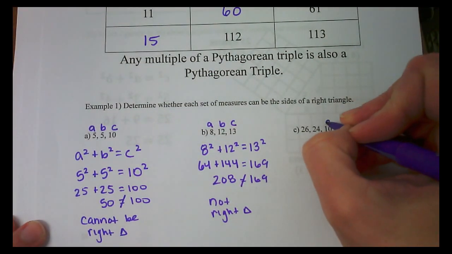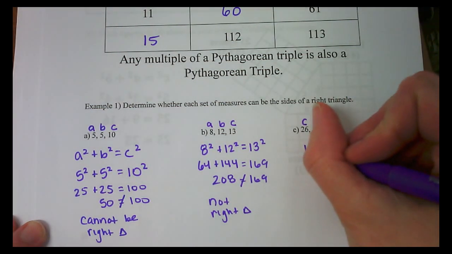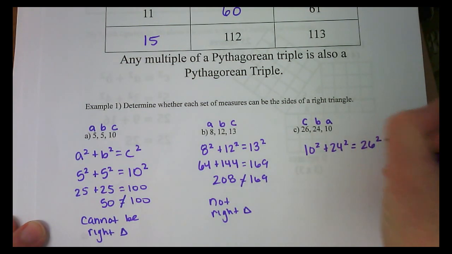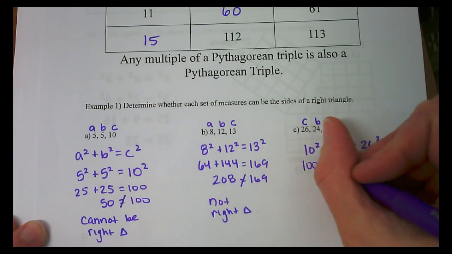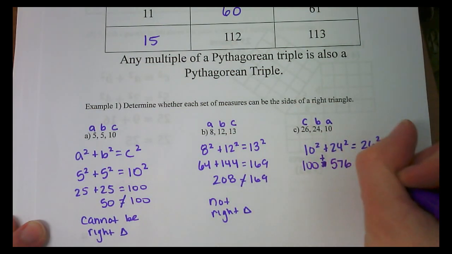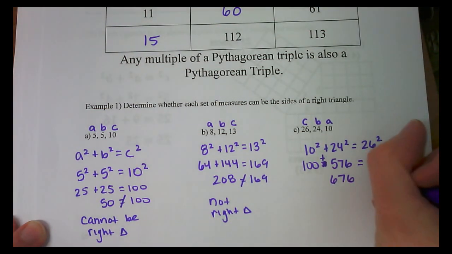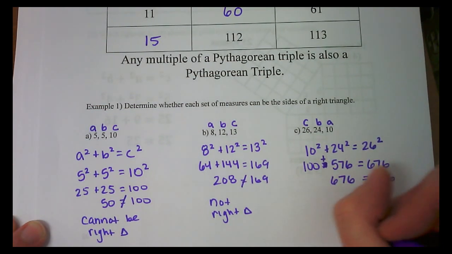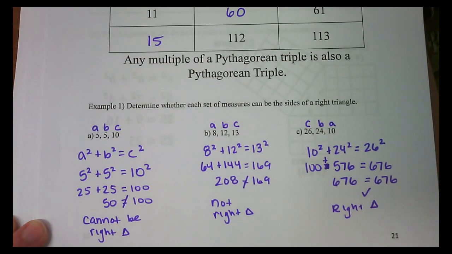The smallest is A, the medium is B, the largest is C. So 10 squared plus 24 squared is equal to 26 squared. So we've got 100 plus 576, which gives us 676. 26 squared is 676, so the left side equals the right side. So this is a right triangle. So this would be another example of a Pythagorean triple.